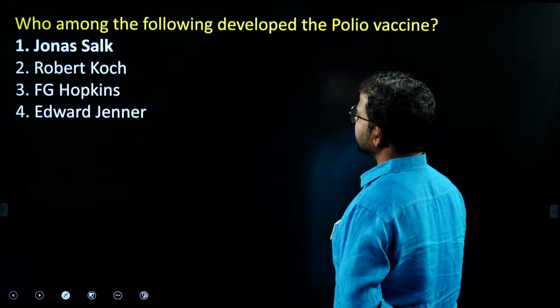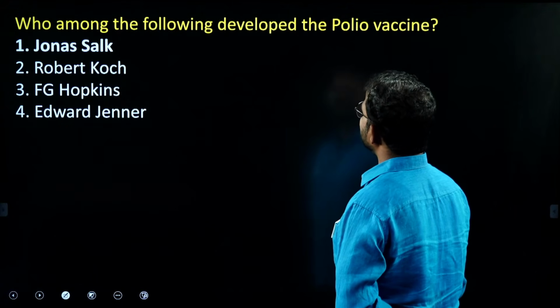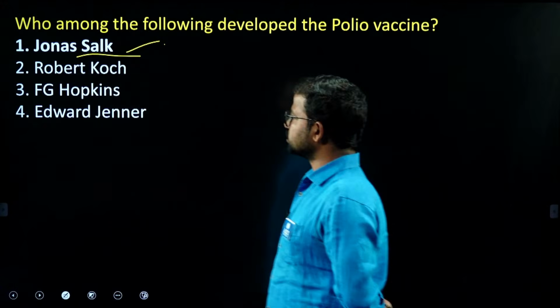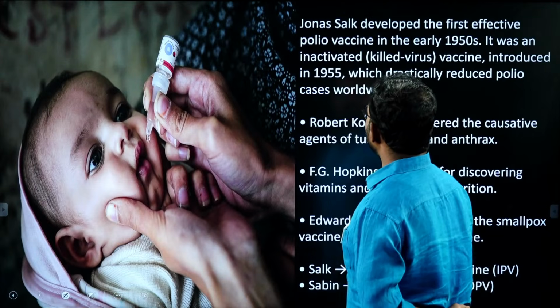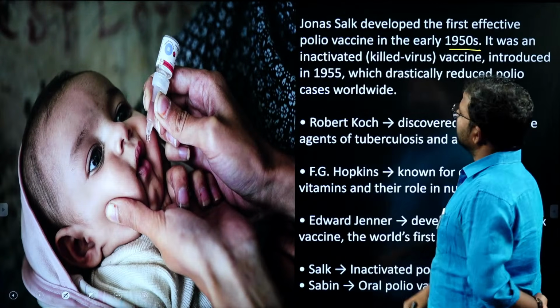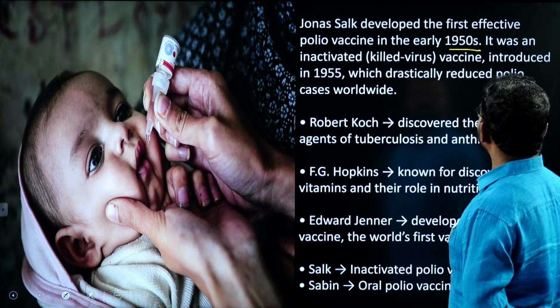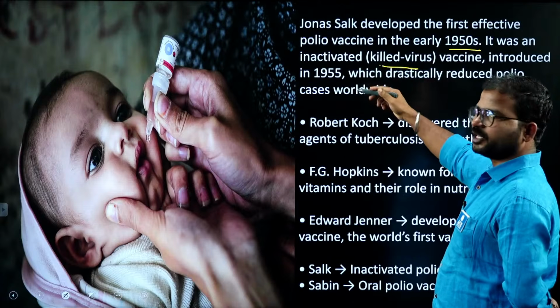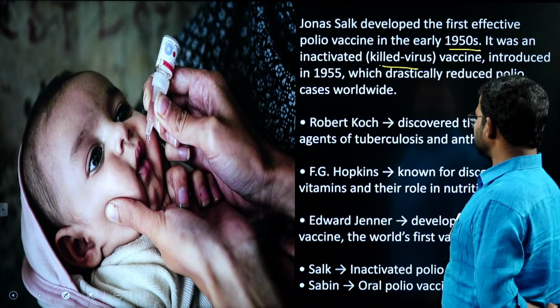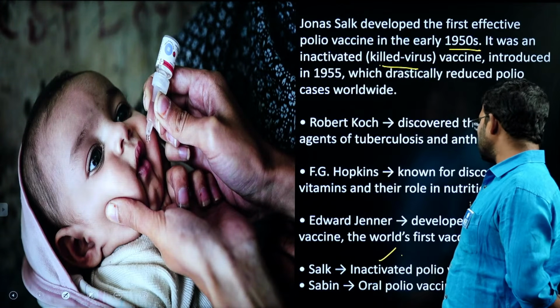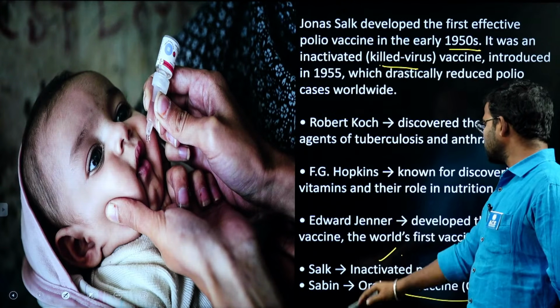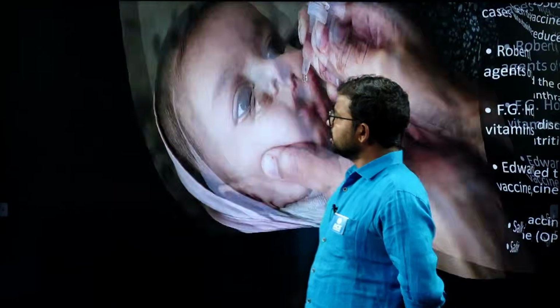This is the last question, guys. Who among the following developed the polio vaccine? Jonas Salk. The polio vaccine was initiated in the 1950s, mostly using an inactivated vaccine. Inactivated means killed virus. By using killed virus, they initiated that. Presently we have the inactivated polio vaccine, which is nothing but Salk. Next, the Sabin vaccine, which is the oral polio vaccine.